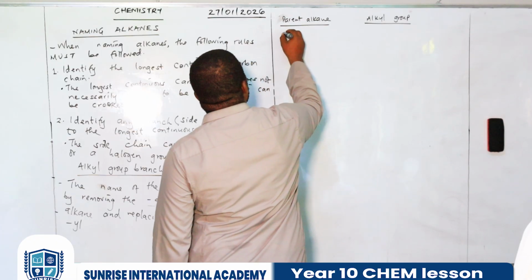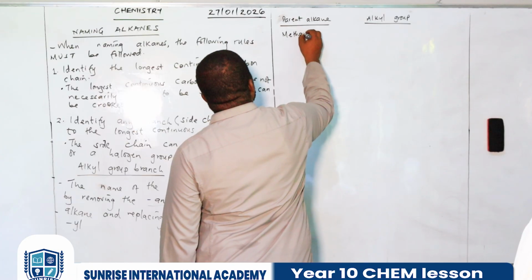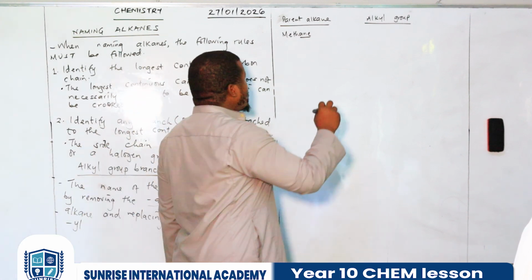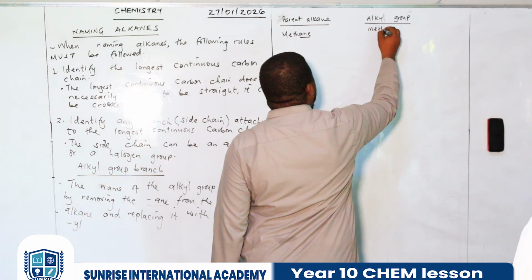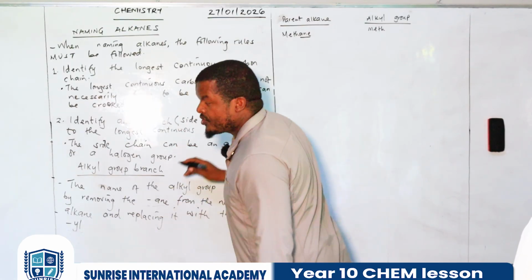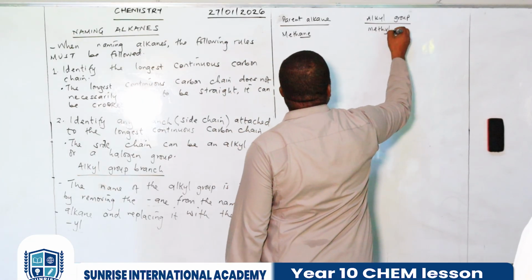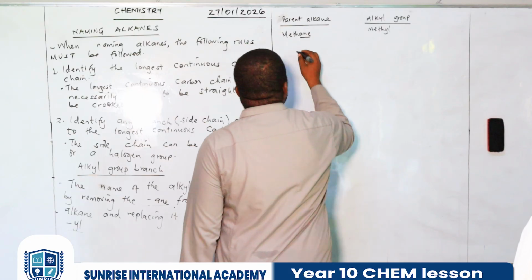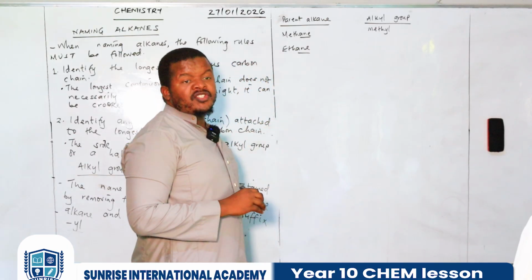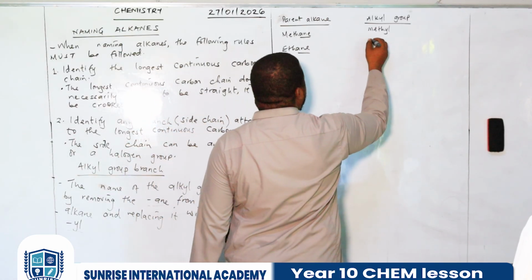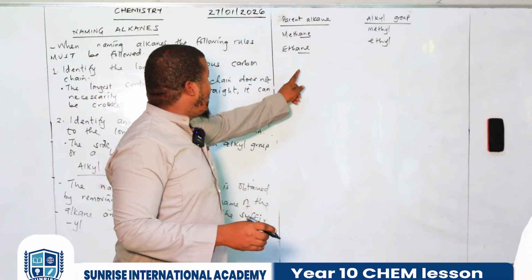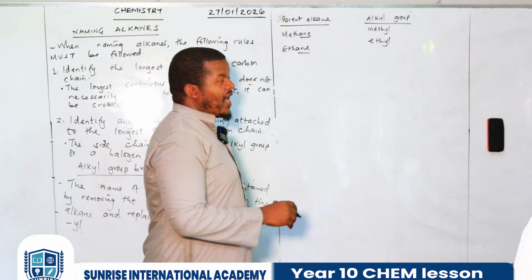Here, let's talk about methane. From methane, remove the A and E. The side chain is going to have a name, meth. Now replace the A and E with the YL. So we're going to have methyl. From ethane, remove the A and E. The name of the side chain will be ethyl. You remove the A and E, you replace it with YL, ethyl.